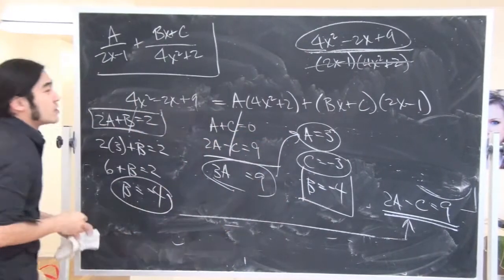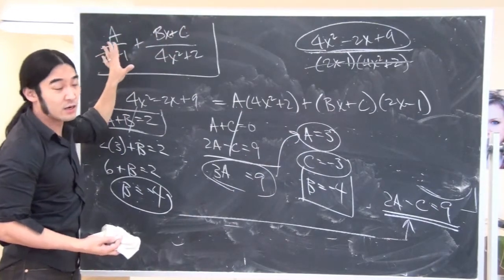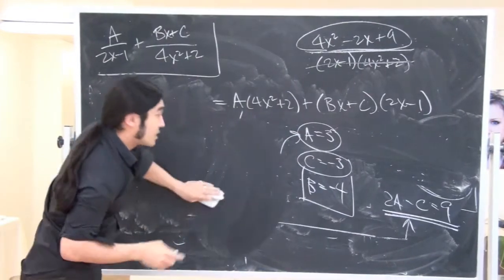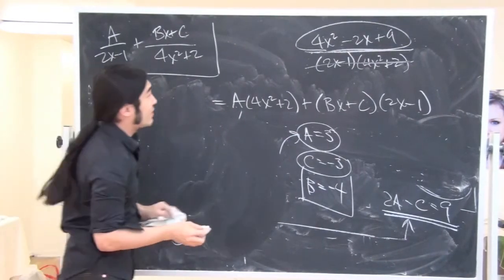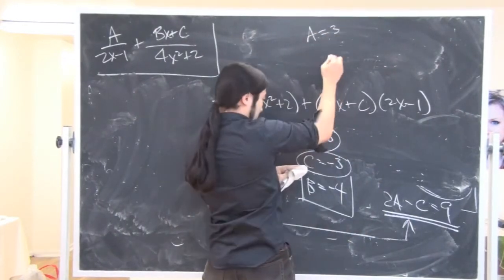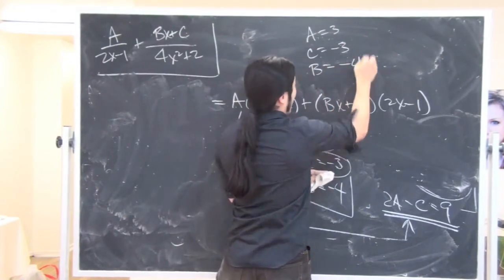Okay. So now I have a, b, and c. We can plug back in and figure out what these guys are. But before we do anything else, let me catalog what we've got. And I think we have, and I'll put it up here, a equal to 3, c equal to negative 3, and b equal to negative 4.